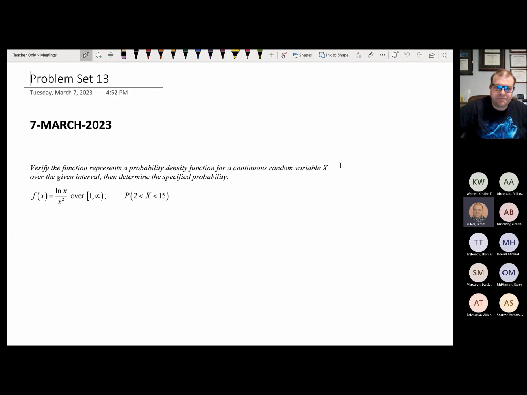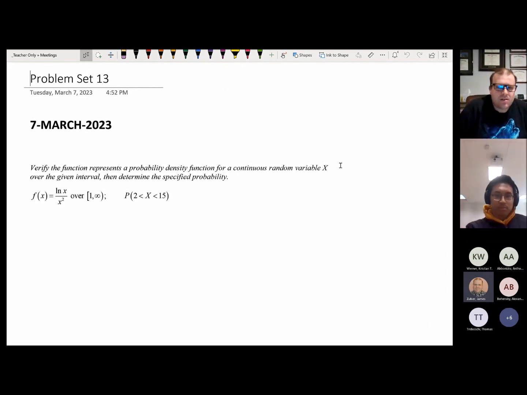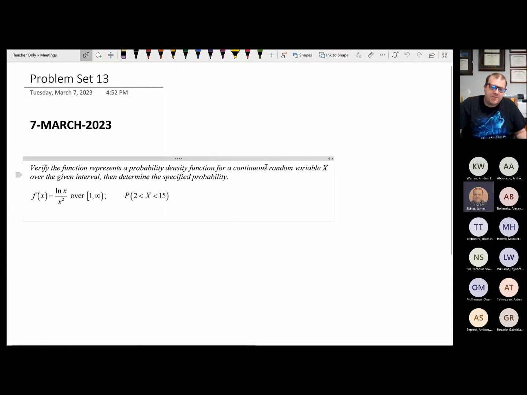So what we're going to do for these first two is just verify that it represents a probability distribution function, right, over the given interval, and then we will go ahead and determine the specified probability. So, a couple things that must be true to be a probability distribution function. Has to be continuous. So log of x over x squared is continuous on our interval. The values of f have to be between 0 and 1, which they are. And if you integrate the function over the entire interval, you get 1. Right, so that is what we're going to do.